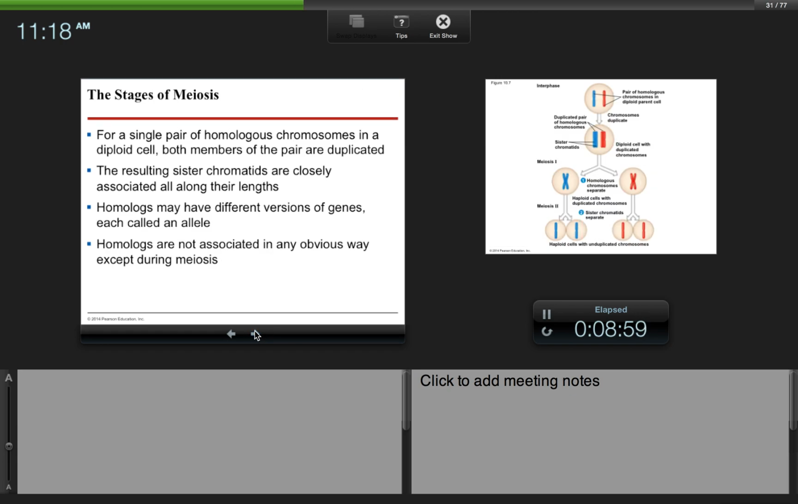For a single pair of homologous chromosomes in a diploid cell, both members of a pair are duplicated. The resulting sister chromatids are closely associated along their lengths. Homologs may have different versions of genes, each called an allele. For example, a gene might be eye color. Different alleles would be brown eyes, blue eyes, green eyes, and so on. Homologs are not associated in any obvious way except during meiosis.